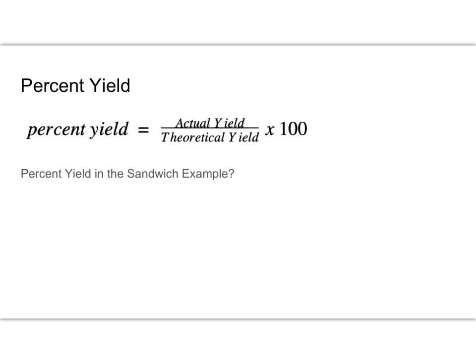Once we have both of those numbers, we can calculate what's called a percent yield. Our percent yield is the percentage that we actually made. The higher the percent yield is, the better you did in that lab, the more successful you were. Percent yield is always actual yield over theoretical yield times 100, or as how I like to remember it alphabetically, A over T. Calculate our percent yield for the sandwich example.